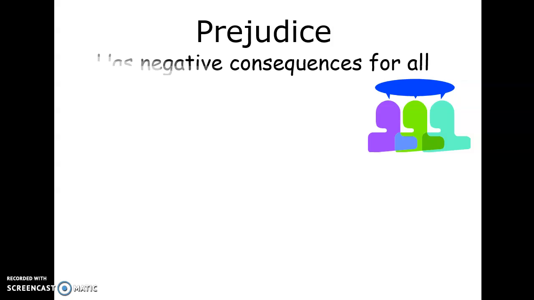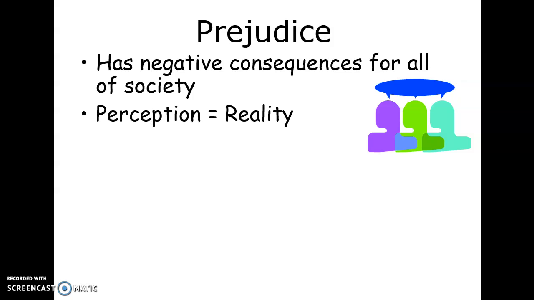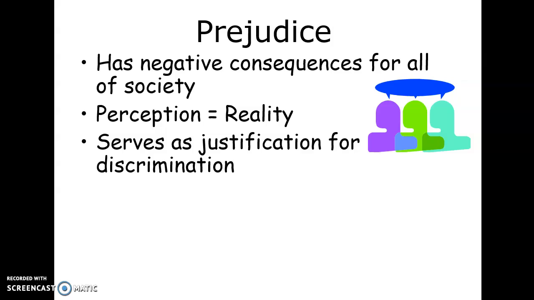Prejudice has negative consequences for all of society. It's usually based on strong emotions and is very difficult to change even in the face of overwhelming evidence. The reason for that is that perception is reality. We oftentimes see what we want to see and believe what we want to be true, not necessarily what actually is true. It serves as justification for discrimination.